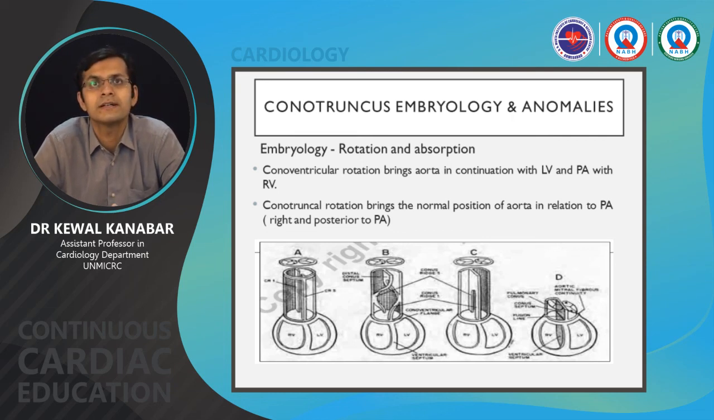And the conotruncal rotation brings the normal position of aorta in relation to the pulmonary artery. It brings the aorta to the right and posterior to the pulmonary artery, right? So, the normal position of the aorta is right and posterior to the pulmonary artery. So, the conoventricular rotation is going to align the ventricle with the respective great chambers, and the conotruncal rotation is going to result in the normal position of the aorta in respect to the pulmonary artery.